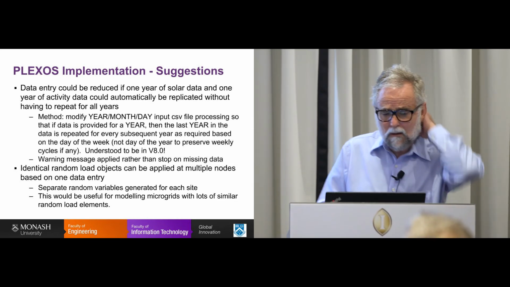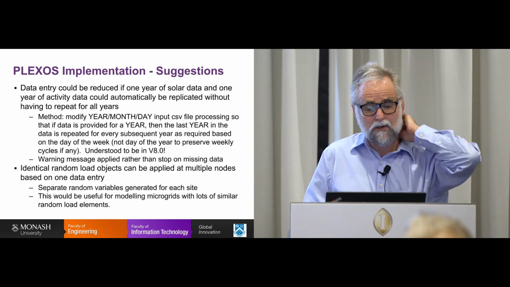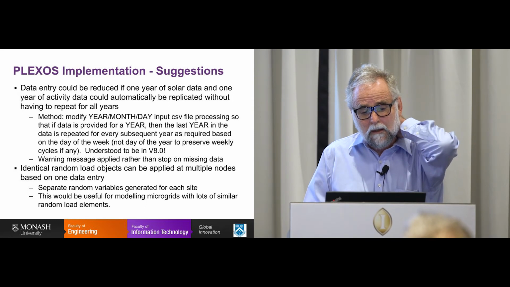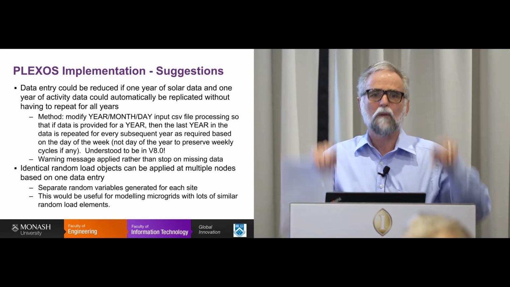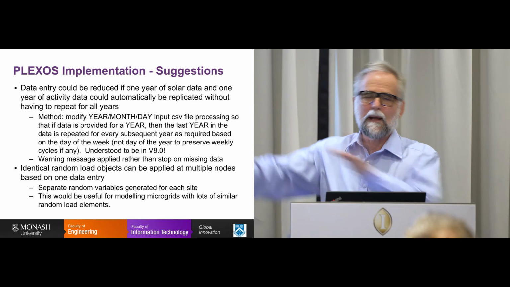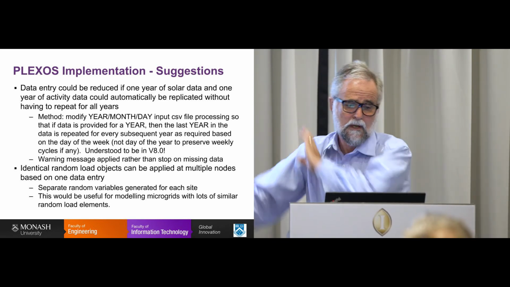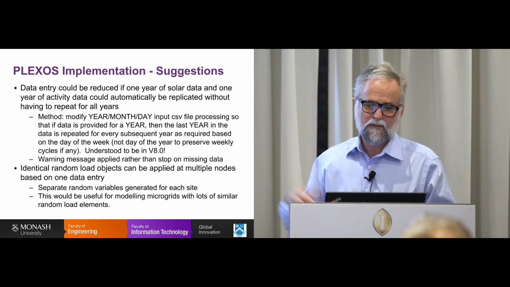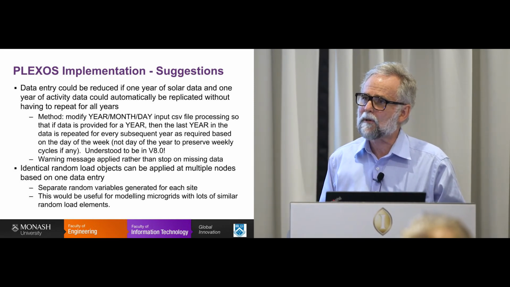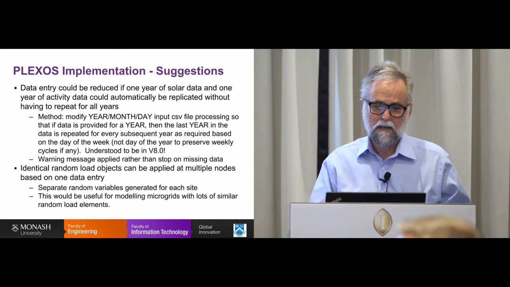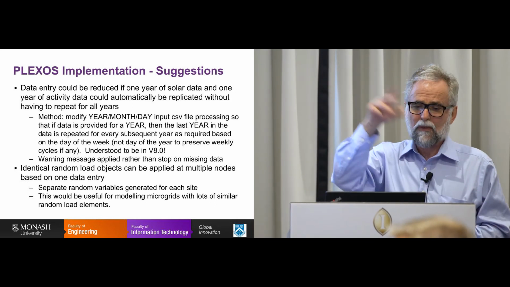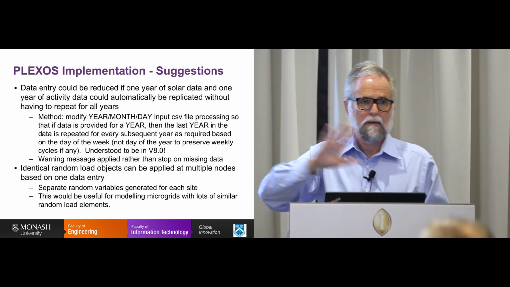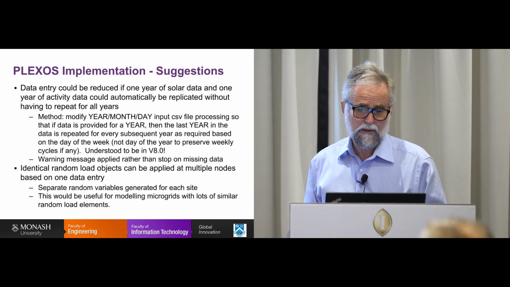One thing I thought could help with the data preparation for these sorts of models was to be able to just put the solar profile in for 1 year and have it automatically run for all of the years. In the version that I had, I couldn't do that. I had to put it in multiple times in the CSV file, but I understand that's now been fixed. So you can skip the year column, just put in month and day, and that data will then automatically apply to all years in the simulation.